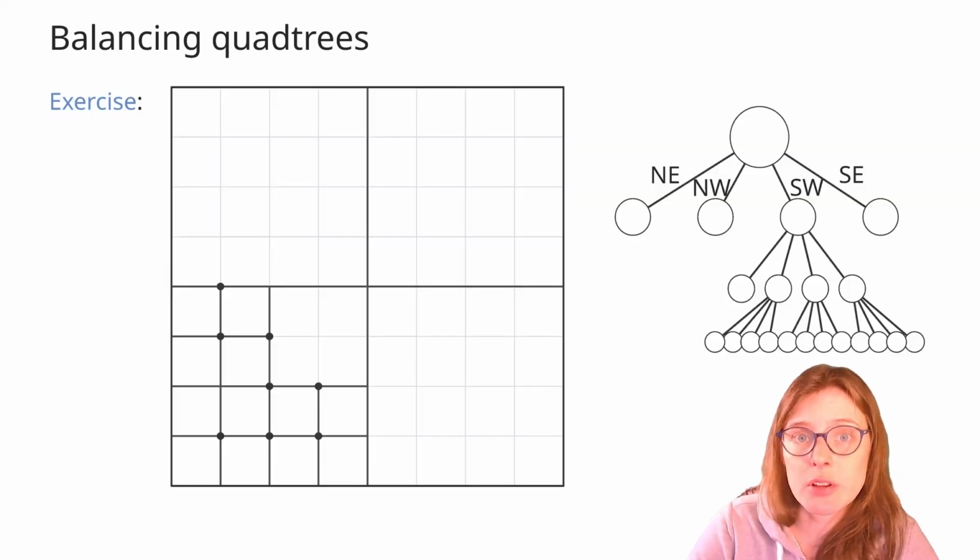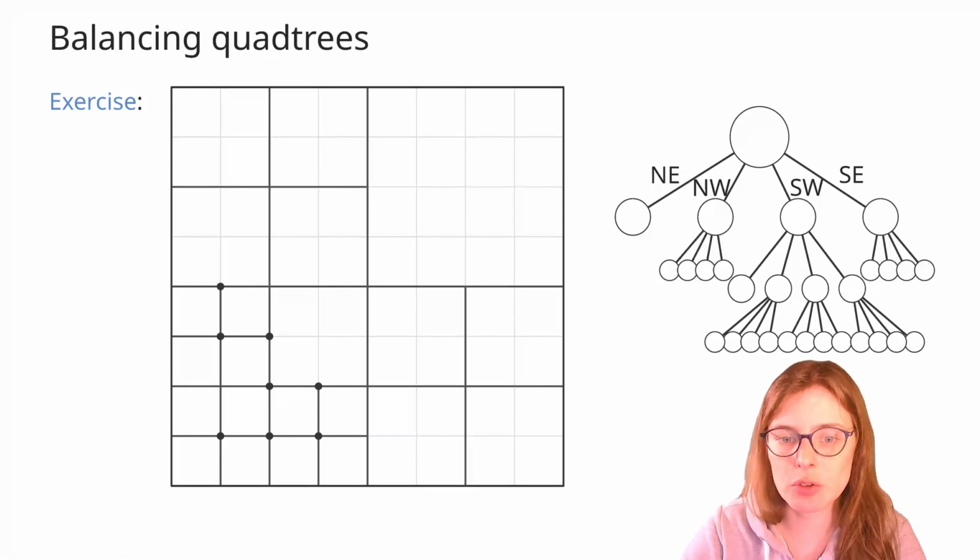Now, take the quadtree that you built in the previous exercise and balance it. This is what you should have gotten as a result.